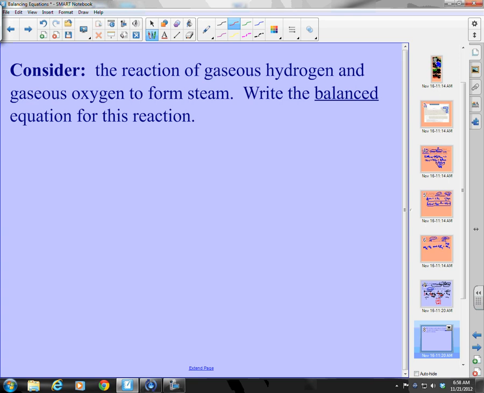Are you ready? You brought me back? All right. Reaction of gaseous hydrogen and gaseous oxygen to form, that looks like my yield arrow, steam. All right. So identify my reactants. Hydrogen and oxygen are my reactants.